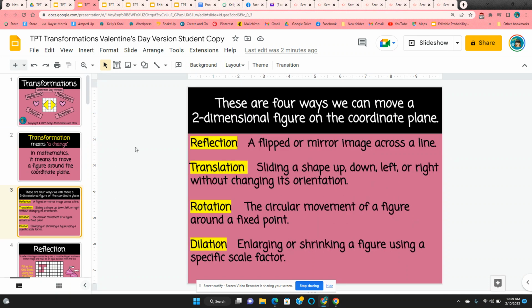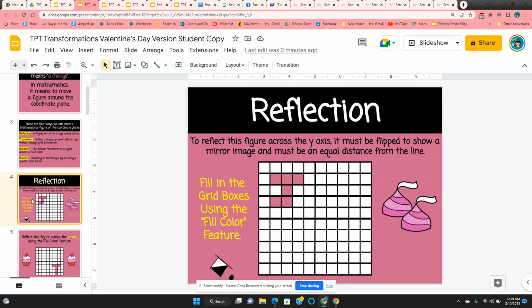On slide 3, we're going to be given a definition of the 4 types of transformations in this lesson. So students may want to come back to slide 3 just as a review of what each one of these means. We're going to start with reflection. Students are going to fill in squares using the fill color feature of Google Slides, and they're going to take this figure and reflect it across the y-axis.